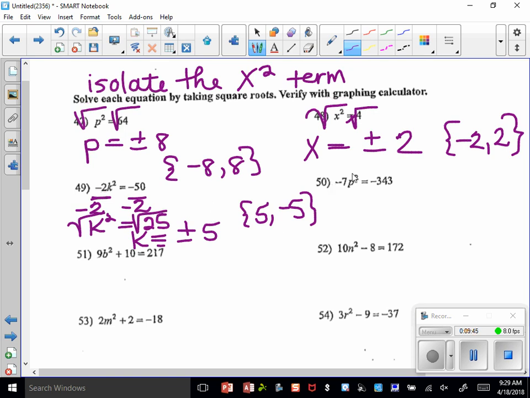Okay, it's just an easy way to get your solutions when you only have the A term and the C term. I want you to know that's an option. Okay? All right, very good.